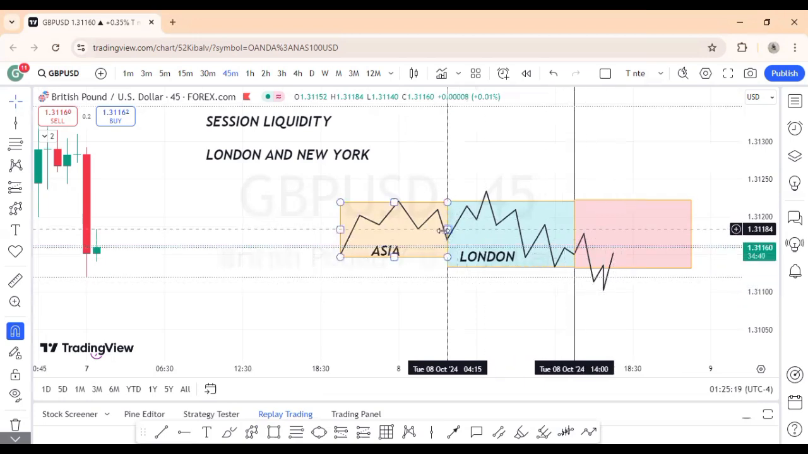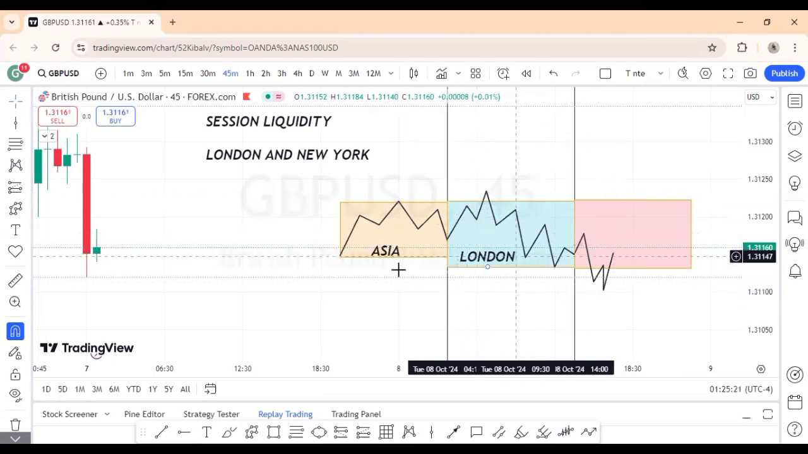So now in this case, we took our London high. And where did we go for? We go for what? Asian liquidity low. So we took out Asian high and I started pushing for the Asian low, this low. Now in this case, market is looking bullish.